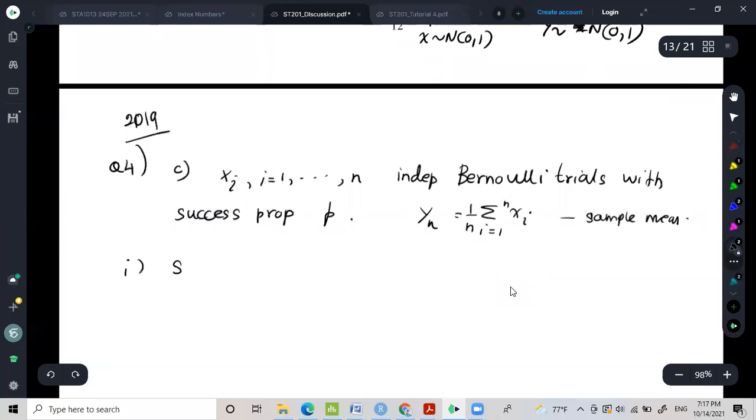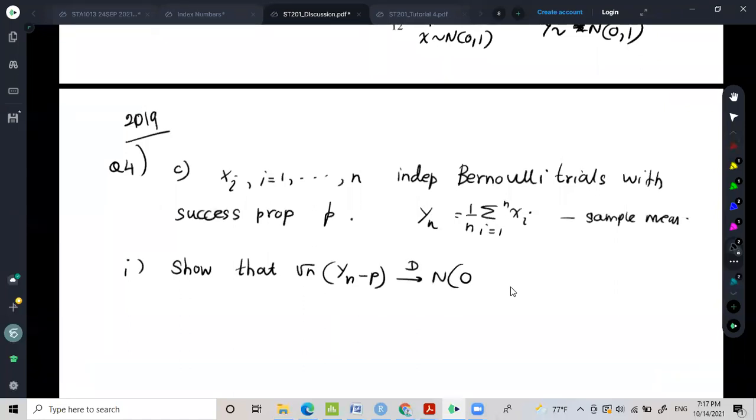The first thing you have to show is that this quantity on the left-hand side converges in distribution to a normal with 0 mean and variance P(1 minus P). You have to clearly state the theorems used in the proof. Okay, so this is part 1. Let's try this one.